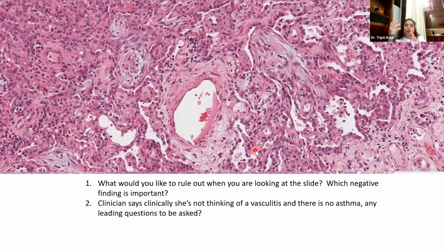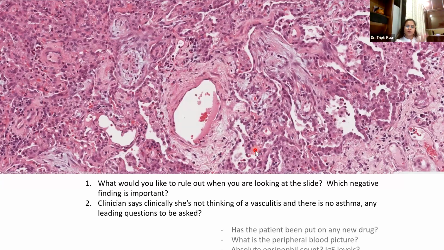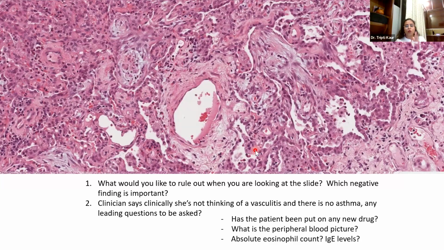So what else would you like to look at in this slide? You are absolutely right: vasculitis, parasites, Langerhans cell histiocytosis. Now, the clinician says that she is not thinking of vasculitis. There is no asthma, so Churg-Strauss is out. Any leading questions you need to ask? Yes, we need to ask: has the patient been put on any new drug? What is the peripheral blood picture? What is the absolute eosinophil count? What are the IgE levels?